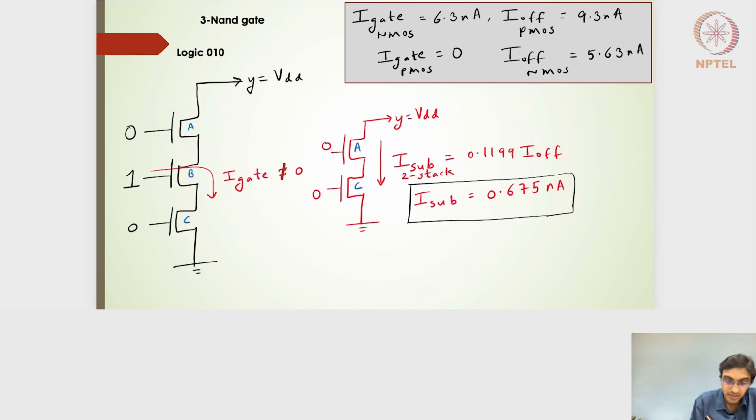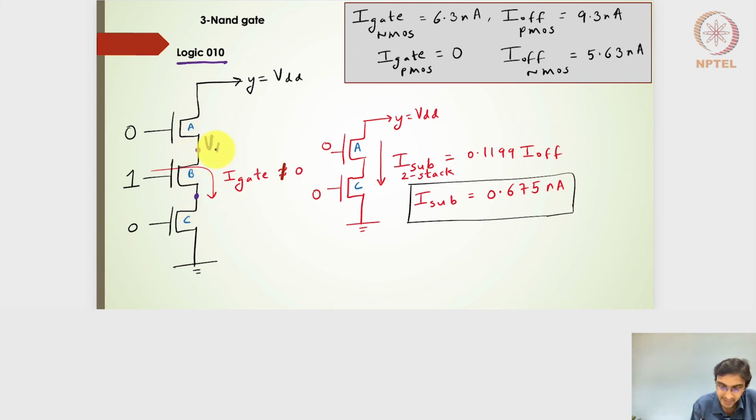Moving ahead. So let's say the logic is 0, 1, 0. For a logic of 0, 1, 0, and this is something we had already seen in the previous lecture, if I want to understand or estimate the subthreshold leakage current, this value is going to be very, very low.